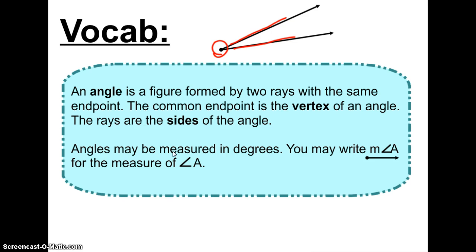Now the angles are going to be measured in degrees. So a 180-degree angle would be a straight line. It's not exactly straight, but you get my meaning. A 90-degree angle would be a perpendicular right here. We can write it either as the measure of angle A, with a little m, measure angle A, or you can actually write out the word measure. It's completely up to you.